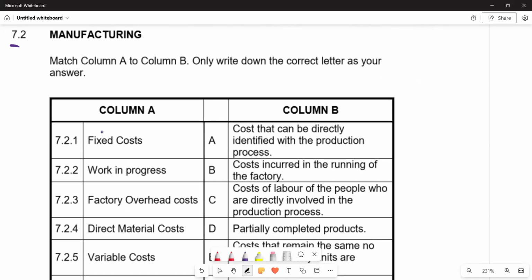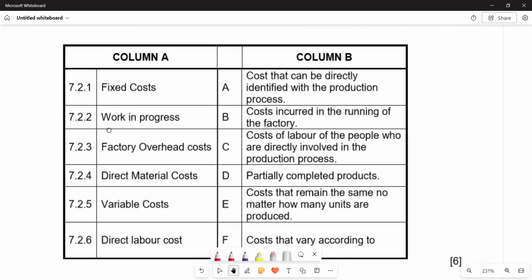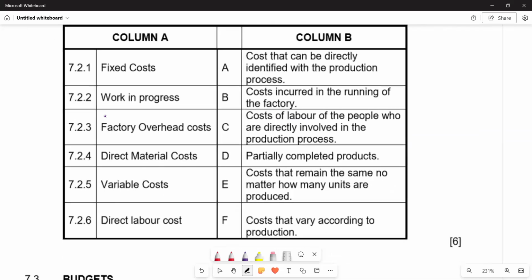But what you know about fixed costs is that they do not change with the level of output. Even if you don't produce anything, you produce 0 units, you are still going to pay the same amount of fixed costs as you would producing even 100 units. They do not change with the level of output. So according to the explanation that we are given, if you go to E, costs that remain the same no matter how many units are produced. So we have our E here.